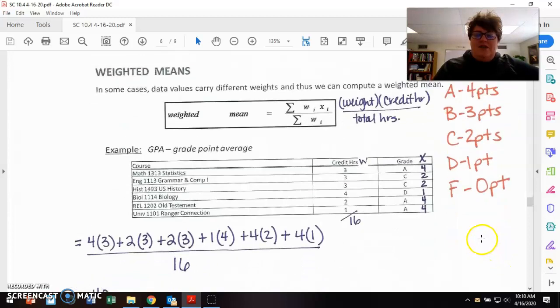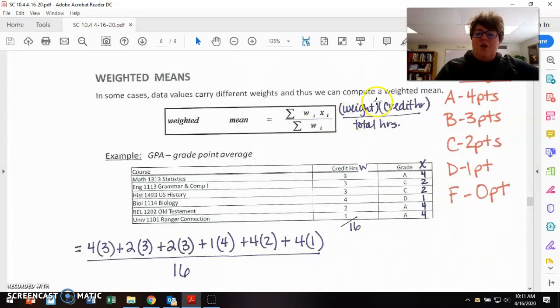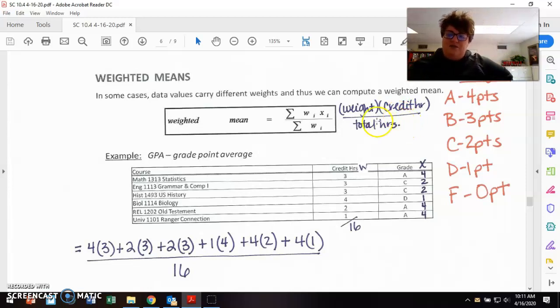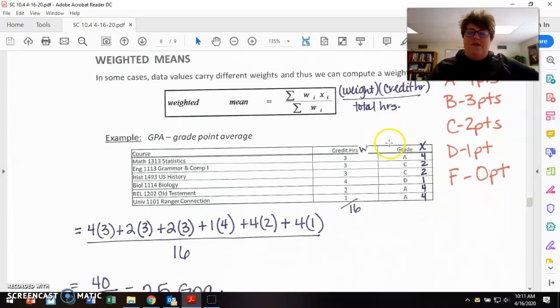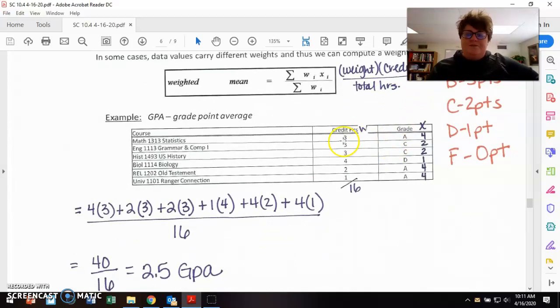We have our schedule, and how you find this is the weight times the credit hour, so how many hours the class is, divided by the total number of hours. Down here with our schedule, I went through the grades and wrote their weights beside them, and that's your X value. An A is worth 4, a C is worth 2, a D is worth 1. You can see your credit hours. You multiply your credit hour times your weight, add up those scores, and then divide by the total number of hours that you're taking.